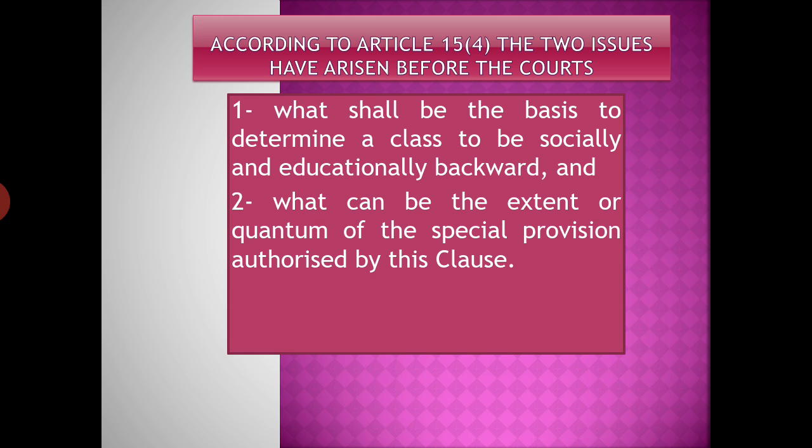In the interpretation of the scope of Clause 4 of Article 15, two issues have arisen before the courts. The first is what shall be the basis to determine a class to be socially and educationally backward, and the second is what can be the extent or quantum of the special provision authorized by this clause.